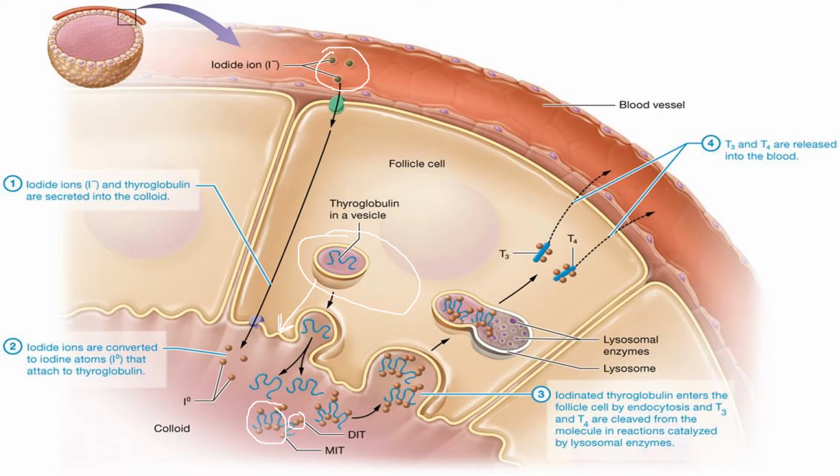All of that then will become known as iodinated thyroglobulin, which then enters the follicle cell through endocytosis, where it joins up with a lysosome. Okay, you see, which is indicated here, and the lysosome is full of those enzymes, which are then going to cleave off the now combined iodine into either T3 or T4. Or remember, 90% of it is T4. And then that T3 and T4 leave the follicle cell and enter the bloodstream.